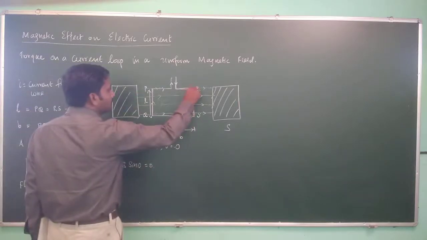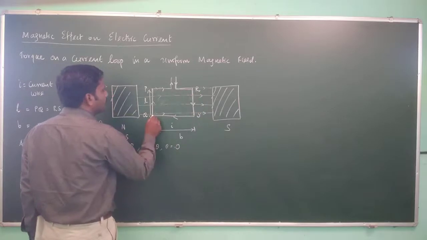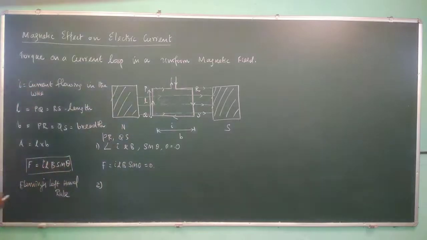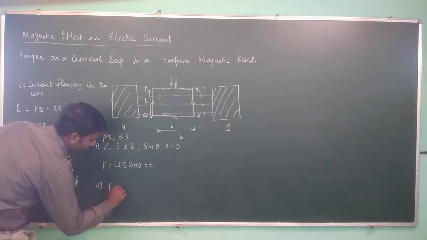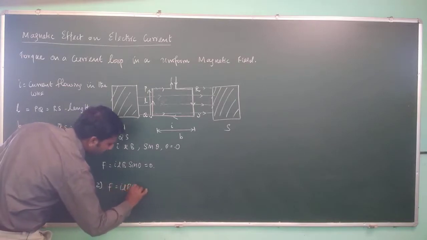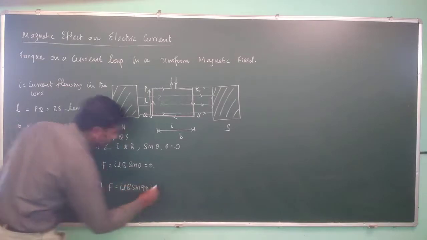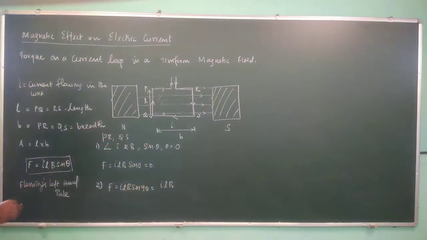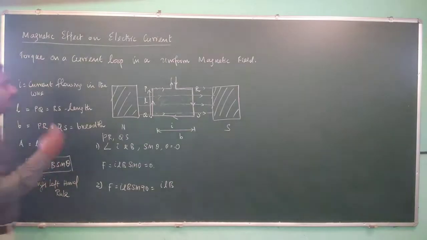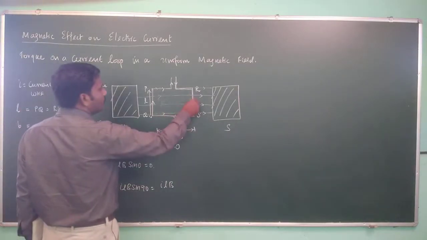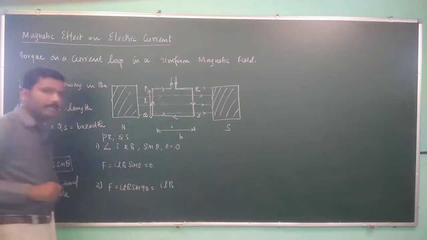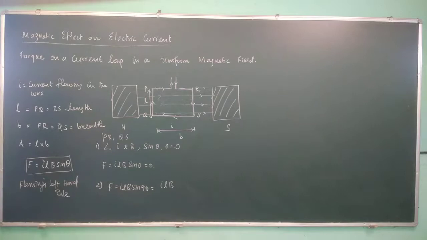In the side RS, the current is flowing in one direction, while in PQ the current is flowing in the opposite direction. In that case we can apply Fleming's left hand rule. If you write the equation for force F, that is ILB sin 90, so this becomes ILB, that is the force. It is clearly understood that the direction of the force on this side and the direction of the force on this side would be opposite to each other.